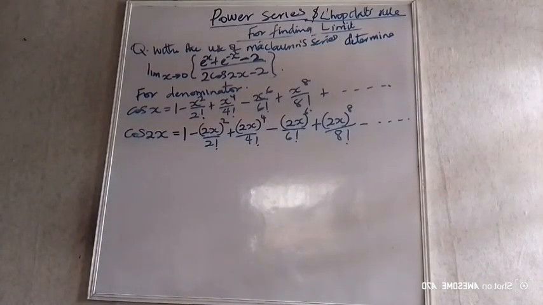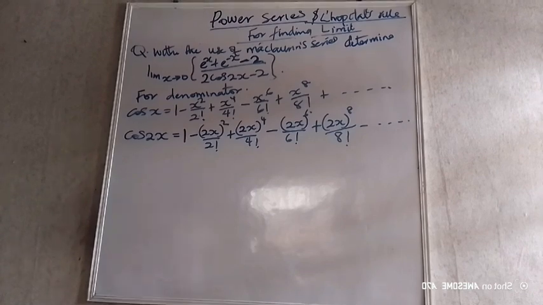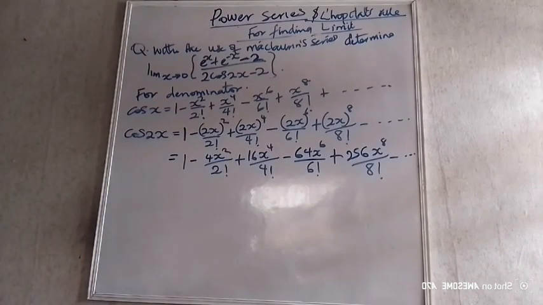So cos 2x is going to give us 1 minus (2x) squared over 2 factorial plus (2x) raised to power 4 over 4 factorial minus (2x) raised to power 6 over 6 factorial plus (2x) raised to power 8 over 8 factorial. So we have to substitute 2x for x in the original expression. So cos 2x is equal to 1 minus 4x squared over 2 factorial plus 16x raised to power 4 over 4 factorial minus 64x raised to power 6 over 6 factorial plus 256x raised to power 8 over 8 factorial minus, and continues like that. e raised to power x, cos x, e raised to power minus x are infinite series. So they will continue like that.